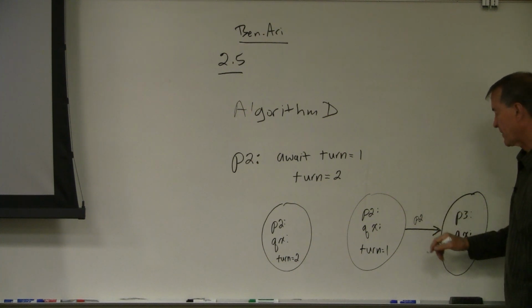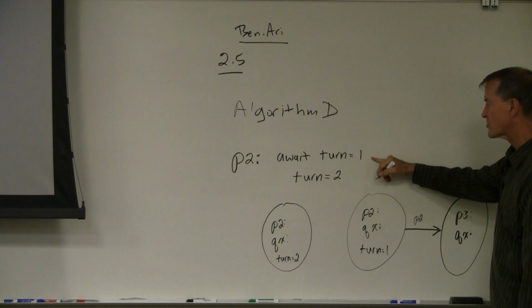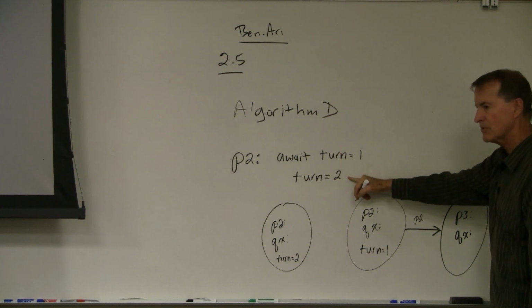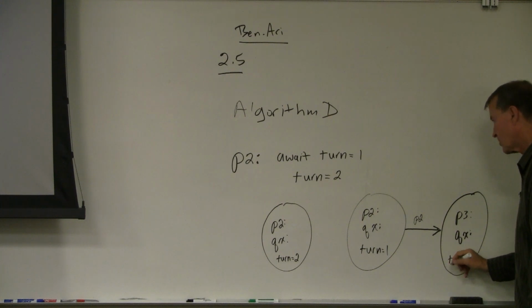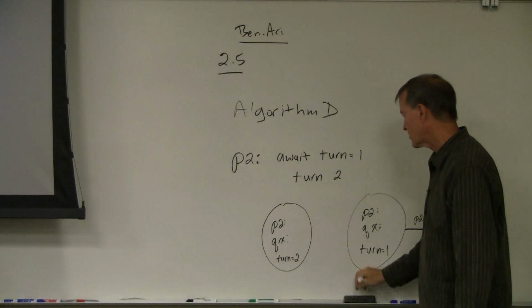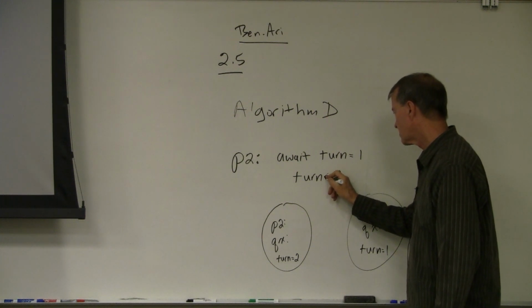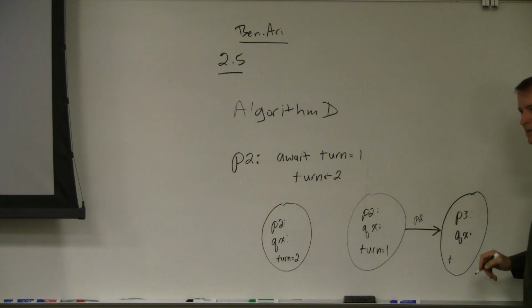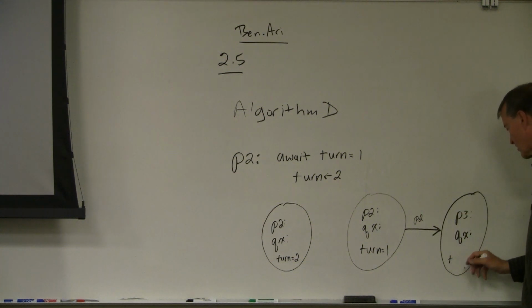But now what would happen? Instead of turn being 1 here, because if you pick P2, it awaits turn 1, and atomically it sets turn to 2. Oh wait, this isn't equals, isn't this gets? Yeah, this should be a left arrow. Is everybody with me on that? A little momentary lapse into Java there.